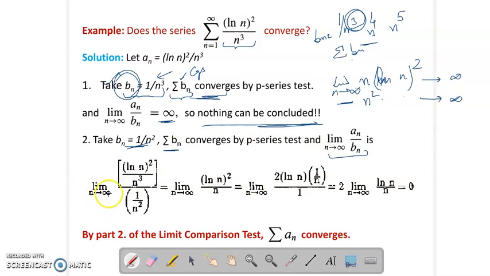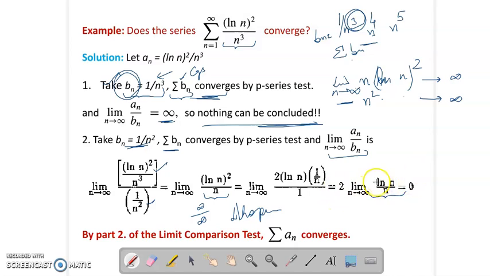The limit n tending to infinity of an, this term, upon bn, which is 1 by n square, and just simplifying it we have (ln n) whole square by n. Now when n tends to infinity, this is infinity by infinity form, so use L'Hopital's rule. The derivative of this with respect to n is 2 ln n into the derivative of ln n, which is 1 by n, and the derivative of n here is 1. So you have 2 times the limit n tending to infinity of ln n upon n, and this is a standard limit equal to 0. So 2 times 0 is 0.